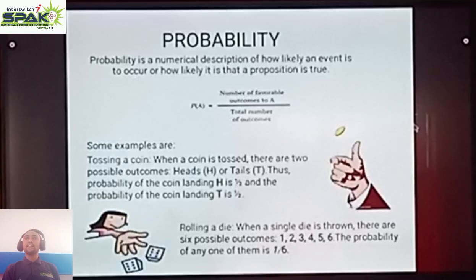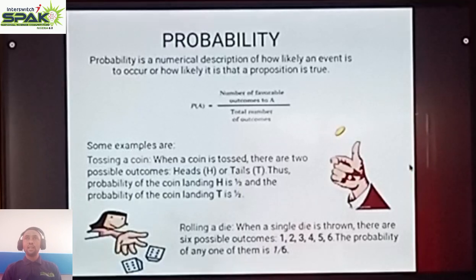Another one is rolling a die or dice. When you roll a die, the possible outcomes are 1, 2, 3, 4, 5, 6. That's the possible outcomes in a die. When you have 2 dice, then you combine them. 1, 1, 1, 2, 1, 3, 1, 4, and so on and so forth. You get to 6, 6.